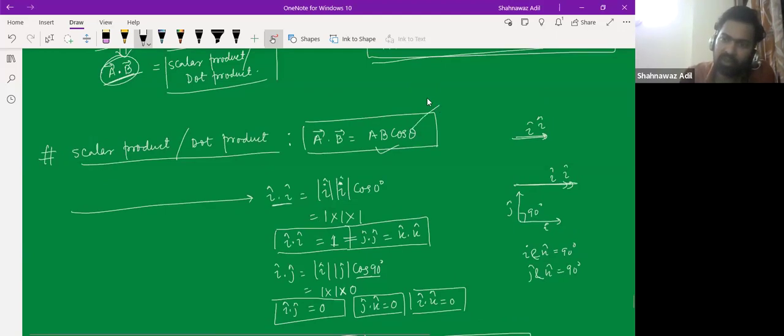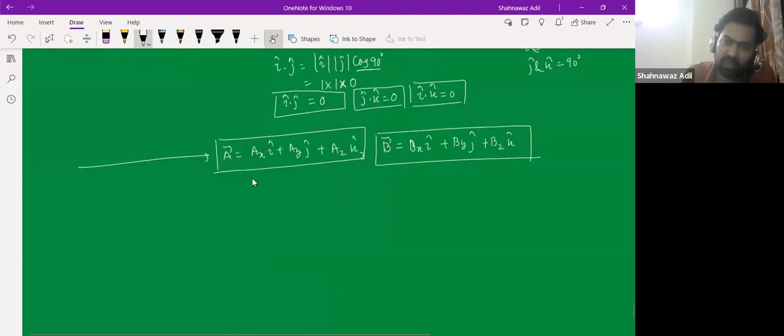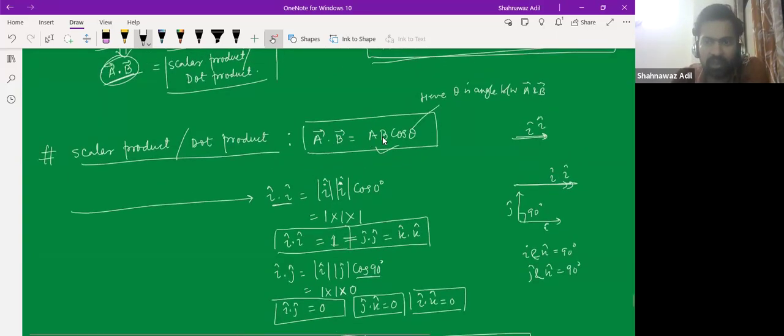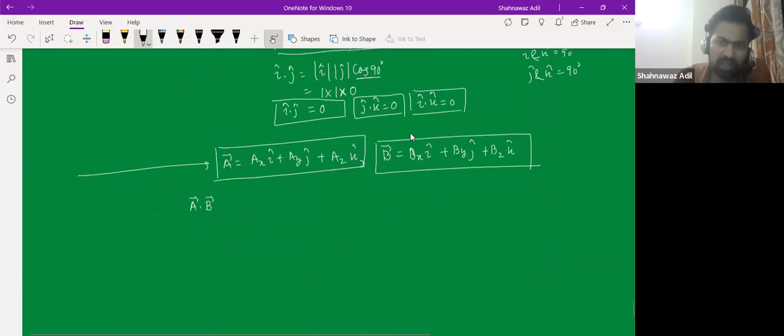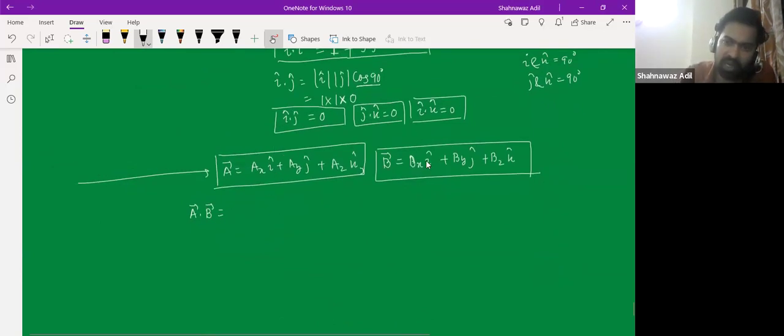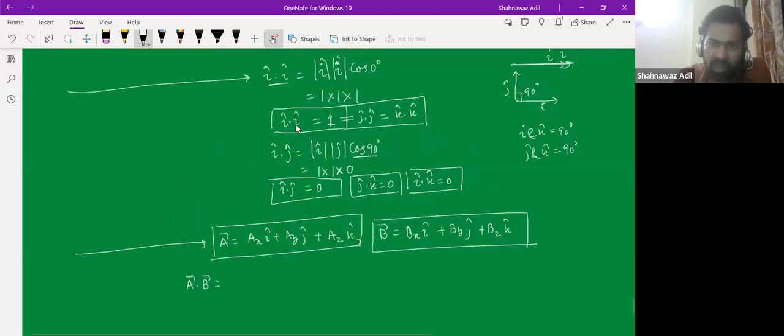So here theta is the angle between A and B, right? If I want to find A dot B, one way is to just find the magnitude of A, the magnitude of B, and the angle between them. The other way is using the I dot I relation. I already know that only I dot I, J dot J, K dot K will survive. The rest will become zero.